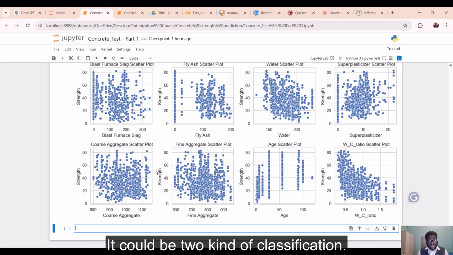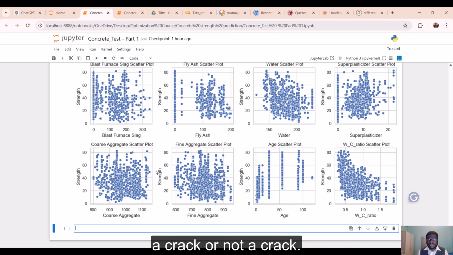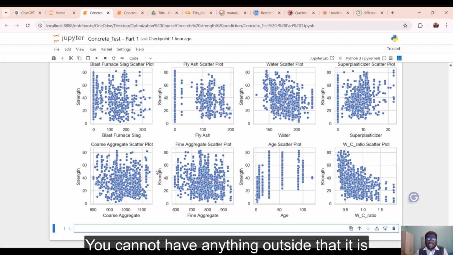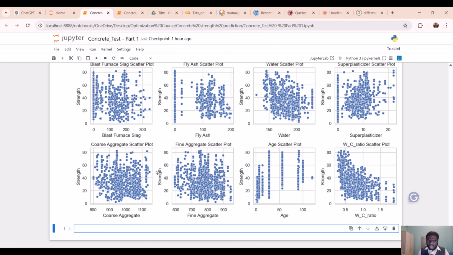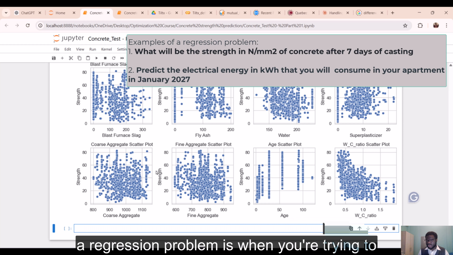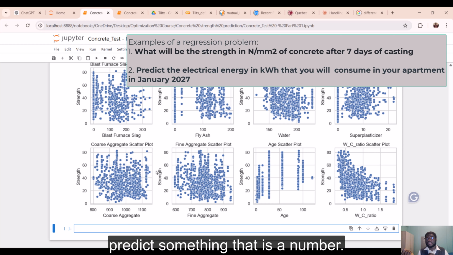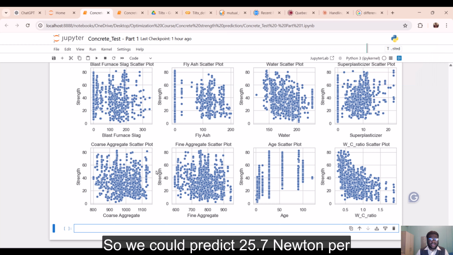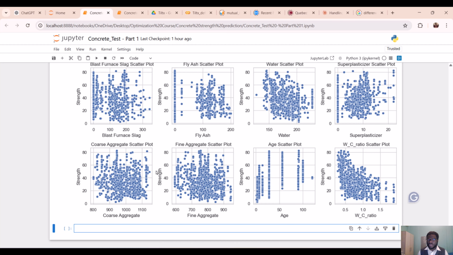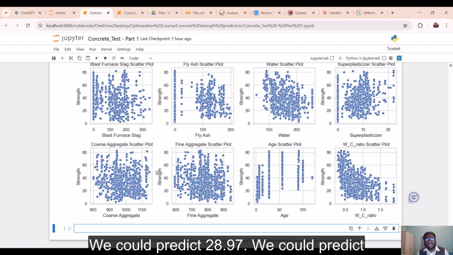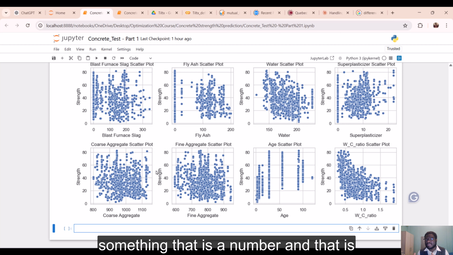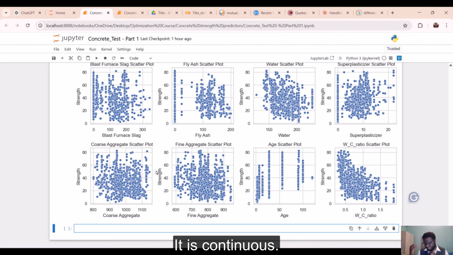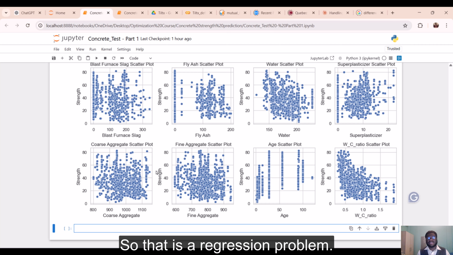It could also be a two-class classification. For example, you want to know, is this a crack or not a crack? That is discrete. You cannot have anything outside that. Then a regression problem is when you're trying to predict a number. For example, in this case, we're trying to predict the strength of the concrete. We could predict 25.7 Newton per millimeter squared, or 28.97. It is a number and it is continuous. So that is a regression problem.